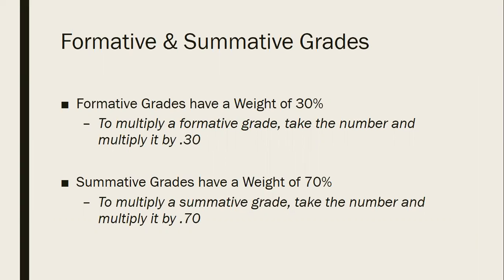First, you have to remember that formative grades have a weight of 30%. So basically, to multiply a formative grade, you need to take that number, which you'll see in a second, and multiply by 0.30 on your calculator, which is 30%. And summative grades have a weight of 70%. So to multiply a summative grade, you're going to take that number and multiply it by 0.70 on your calculator. Formative grades are grades in classes like maybe homeworks or classwork assignments. Your summative grades are quizzes, tests, benchmarks, which are coming up, things of that nature.